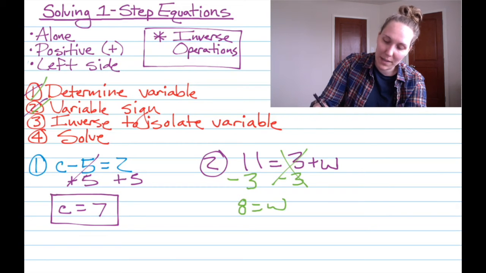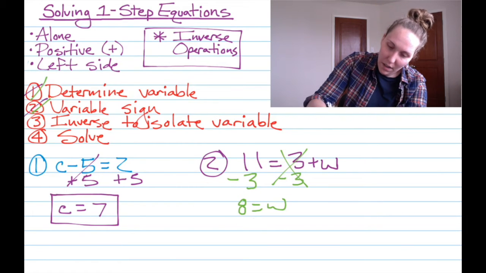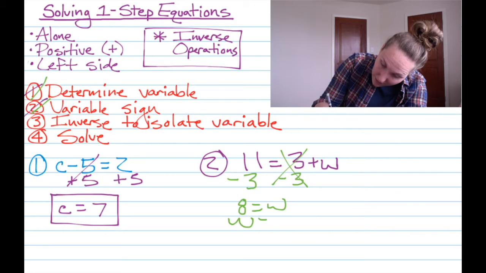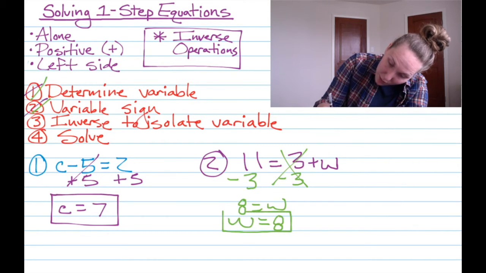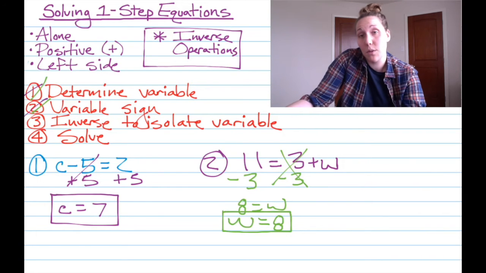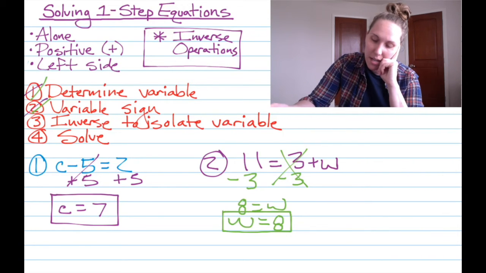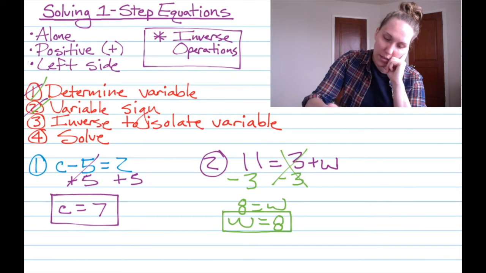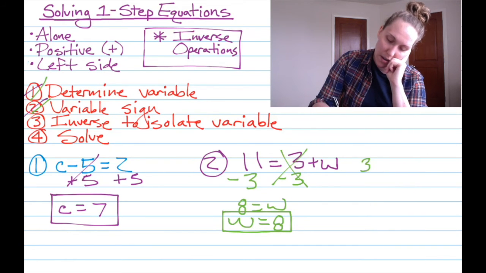But I like for my students to build the habit of writing things with their variable on the left side. So it's completely okay to swap those around, because if 8 equals W, then we know W equals 8. And there you go. There's your answer. We're going to do one more. We're going to squeeze it in right here.